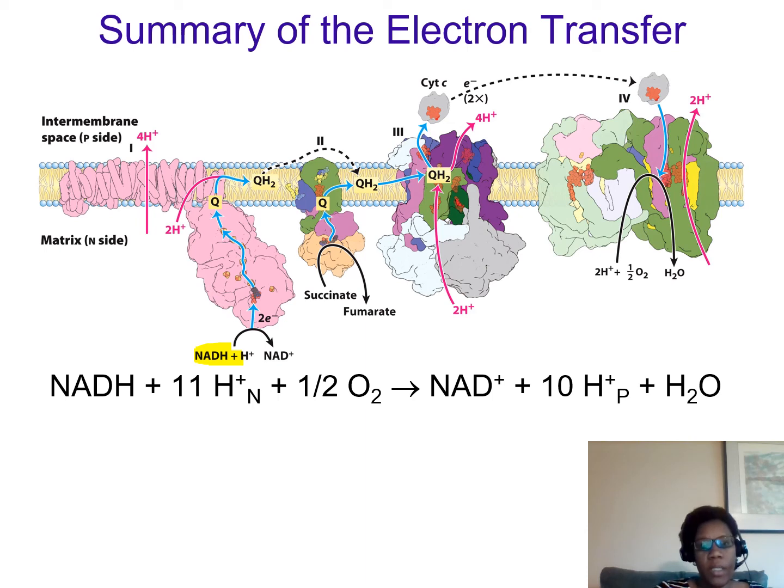In the interest of time, I'm not going to go through each step of how we ended up getting 11 protons taken from the inside and 10 protons on the P side, but it's a fun activity to do. We end up with a surplus of 10 protons on the P side, and that is going to set our electrochemical gradient, where we have more protons on the P side and fewer protons on our N side. So now it's negative, and that is going to help give the energy needed to synthesize ATP.